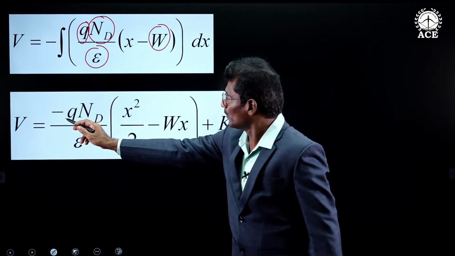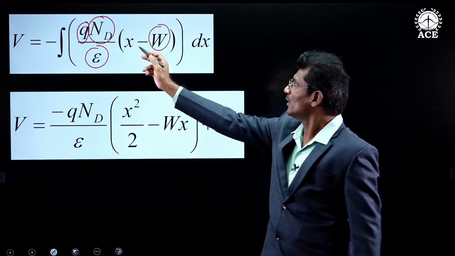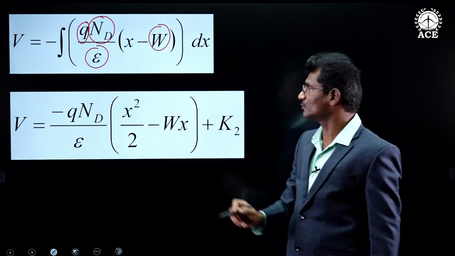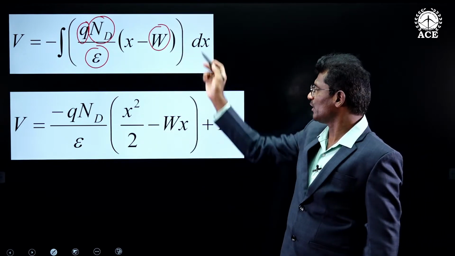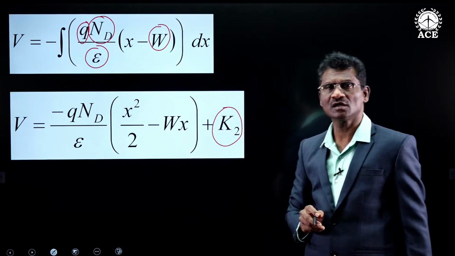So q Nd by epsilon is constant, pulled out. Integral x dx is x square by 2. Integral W dx is Wx plus k2. This is an integral constant.